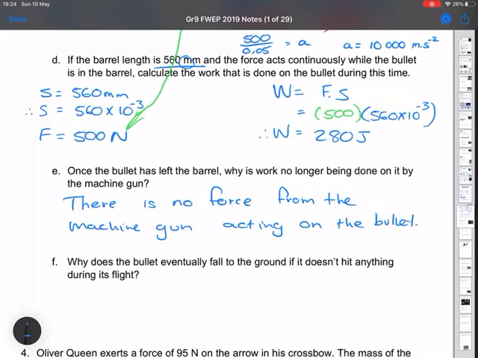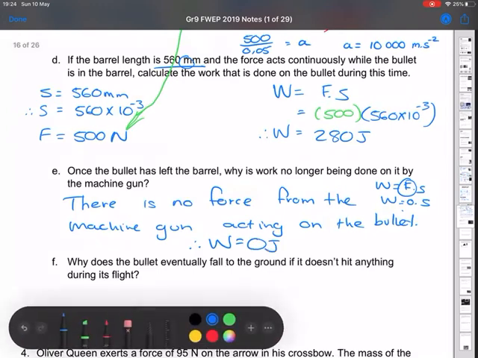So if there's no force acting on it, then you know that work is equal to force times distance. And if force is 0, 0 times any distance will give you 0 joules. Therefore 0 joules of work.